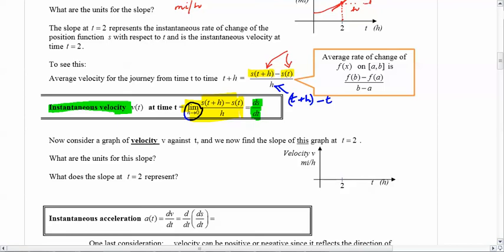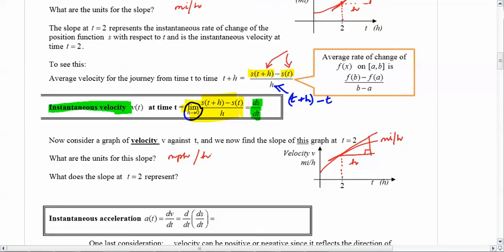Now let's consider a graph of velocity against time. So suppose, for the sake of argument, that my velocity function looks something like that, and I take the slope at t equals 2, and I think about what would be the units for the slope. Well, if I make my little right triangle, the vertical units, its velocity, are going to be in miles per hour. Horizontal units are going to be in hours. So the units for the slope are going to be miles per hour per hour.